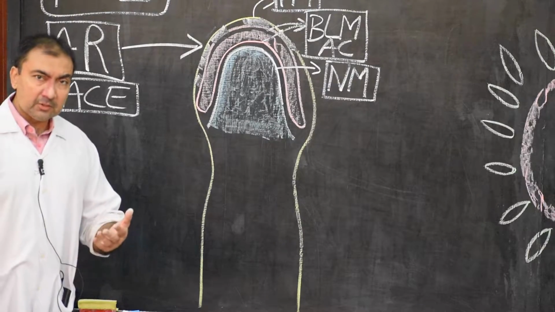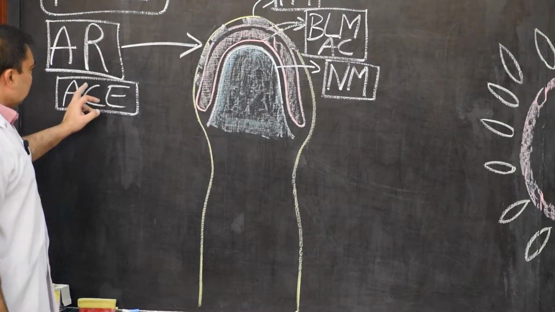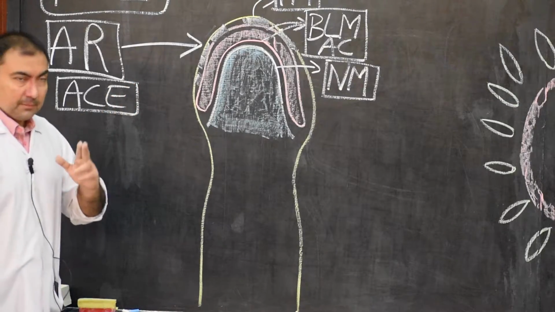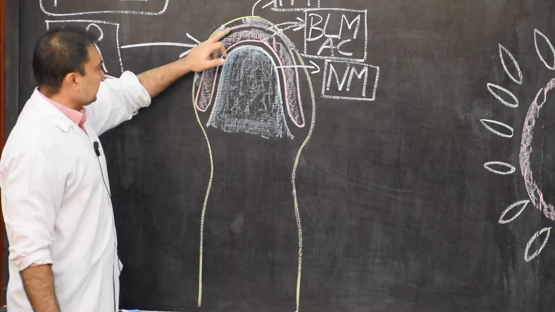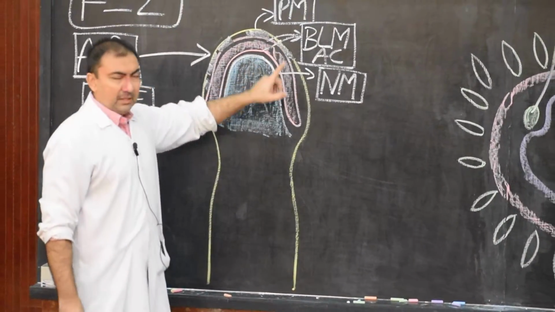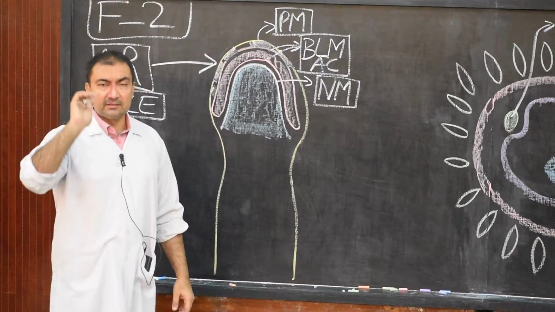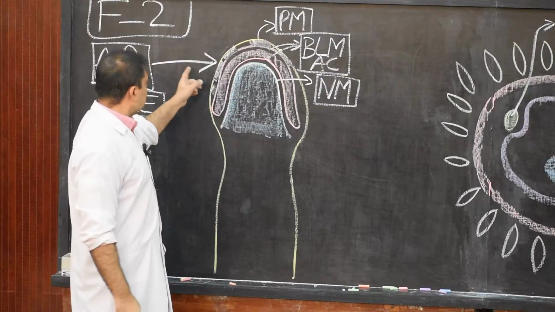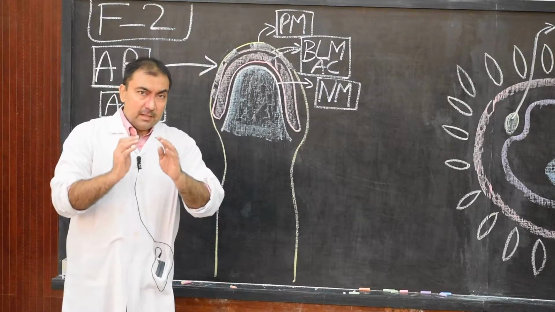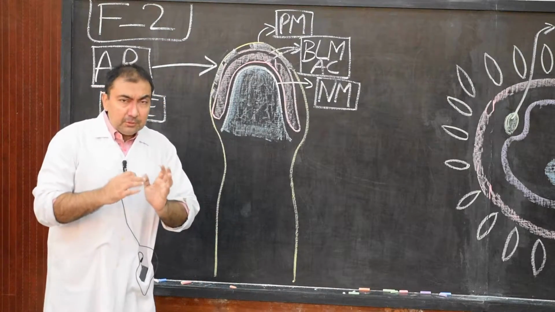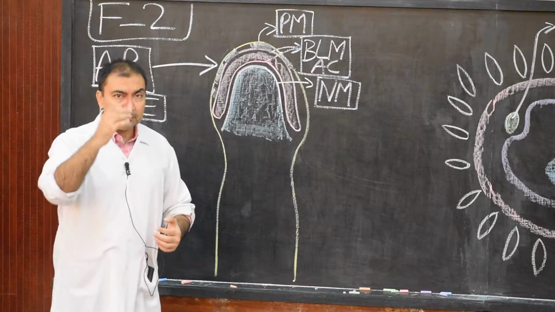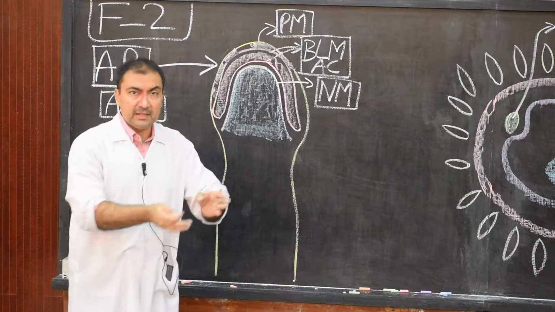So what will lead to acrosome reaction? Angiotensin converting enzyme will lead to multiple fusion between the outer plasma membrane and outer layer of bilaminar acrosomic cap, which will lead to release of various enzymes. This process is called acrosome reaction. Now, after acrosome reaction, immediately what will happen? Release of several enzymes. Now, which are those enzymes and how will they help in penetration?